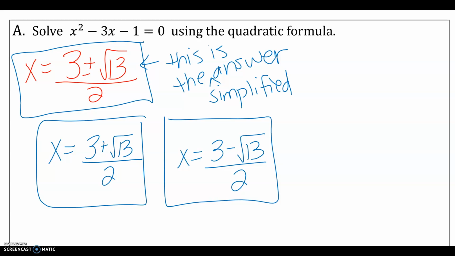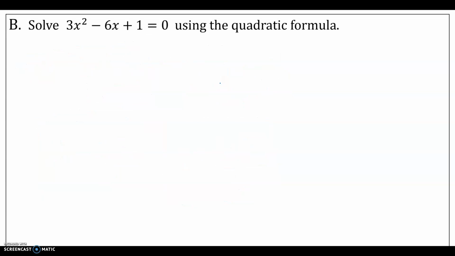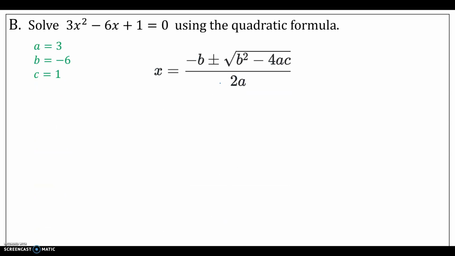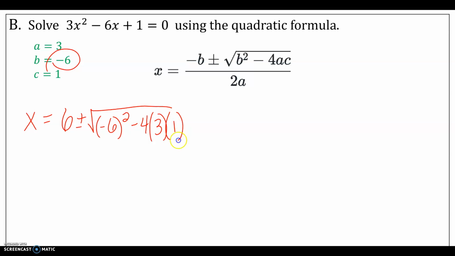Okay, let me do another one for you. Well, this one will not be as easy. So there's our problem. It's in standard form. So there's our a, b, and c. There's our quadratic formula. So let's plug our numbers in. Since b is already negative, it'll just be a positive. So negative 6 squared minus 4 times 3 times 1, all divided by 2 times 3, equals 6 plus or minus.